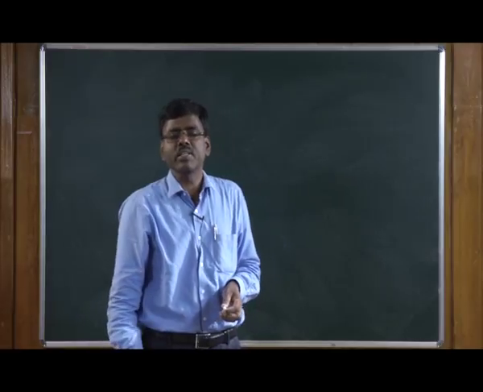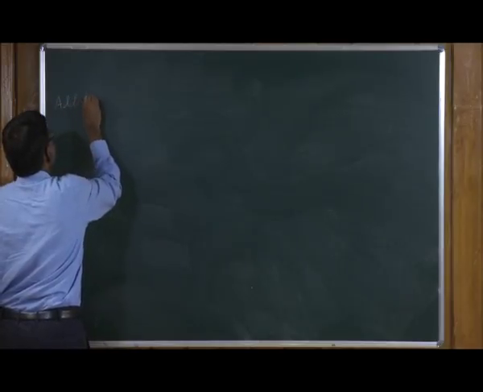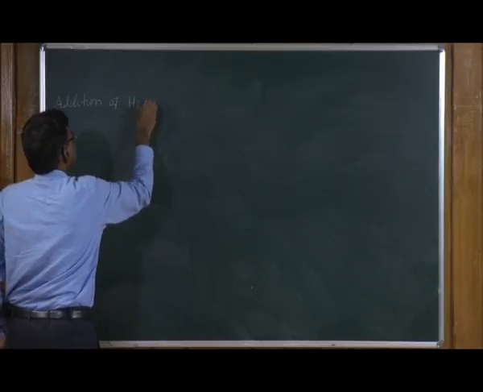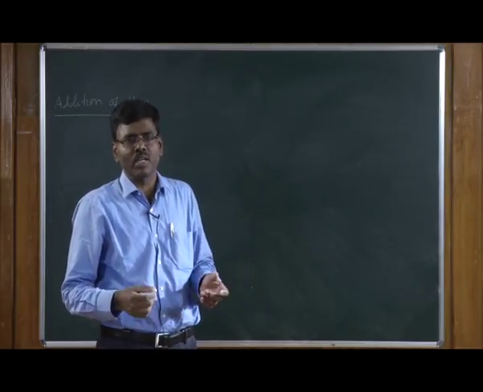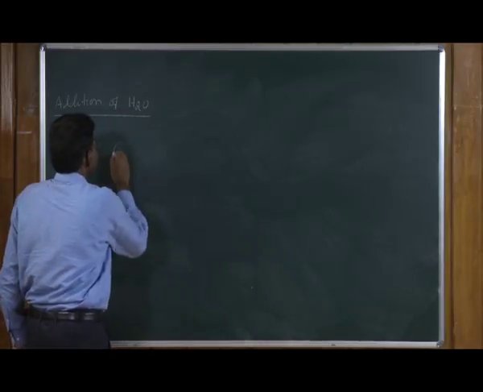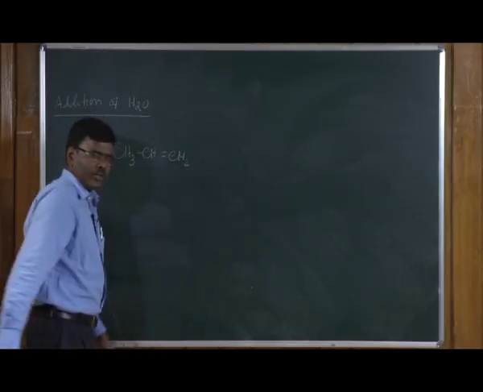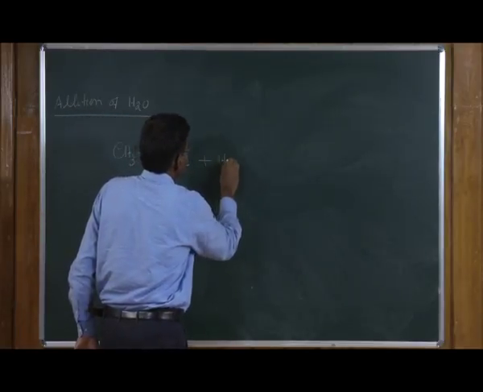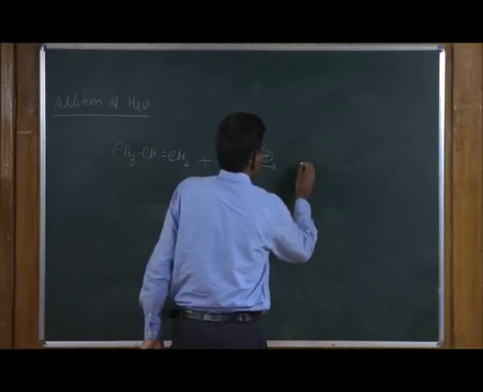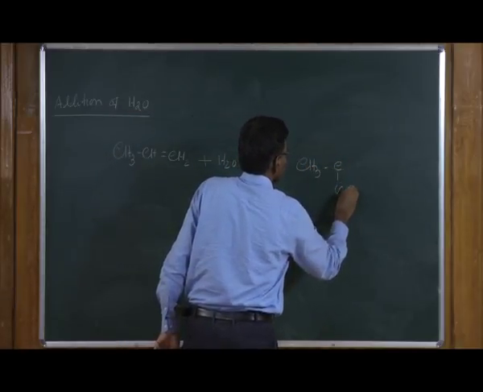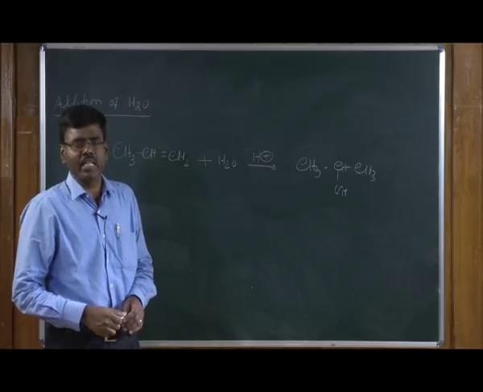The next example is addition of water. Alkene can undergo addition of water in the presence of a few drops of sulfuric acid to give secondary alcohol. Let us take this unsymmetrical alkene. When you treat this alkene with water in the presence of a few drops of sulfuric acid, it undergoes hydration to give secondary alcohol. This is the major product. This is also an example of electrophilic addition reaction.